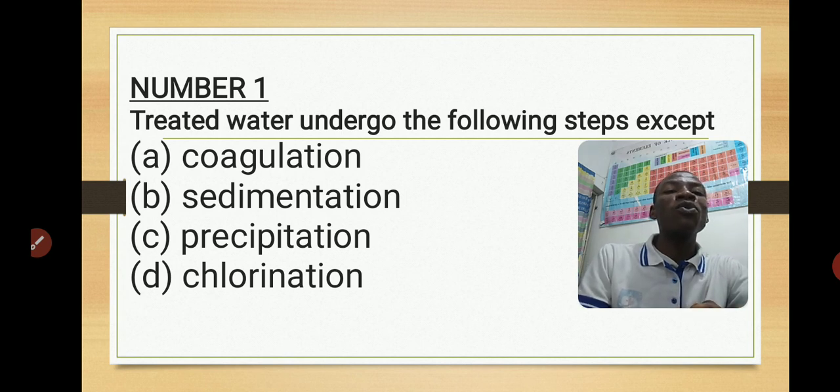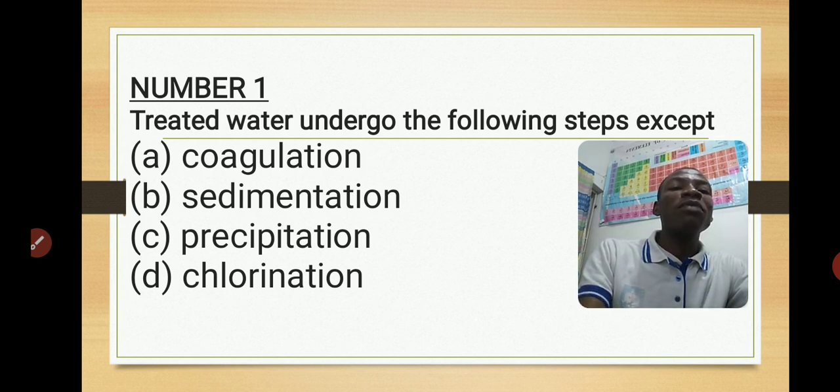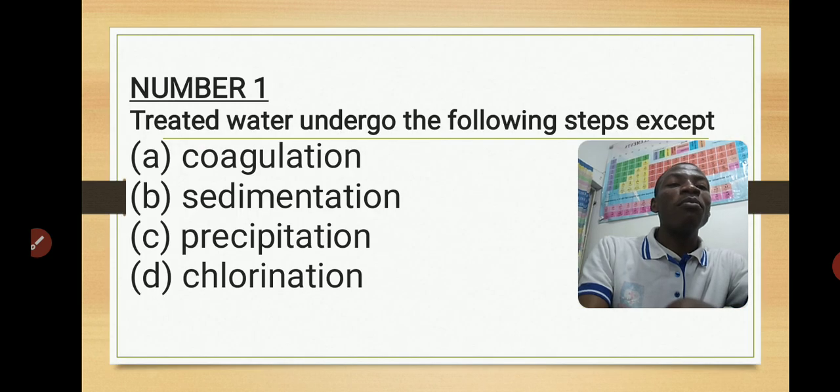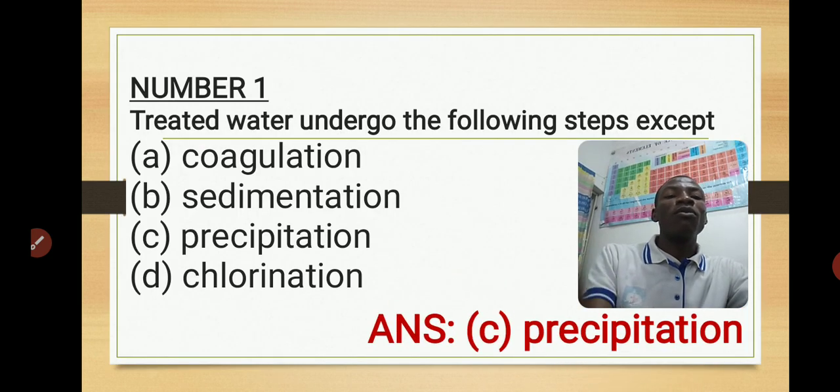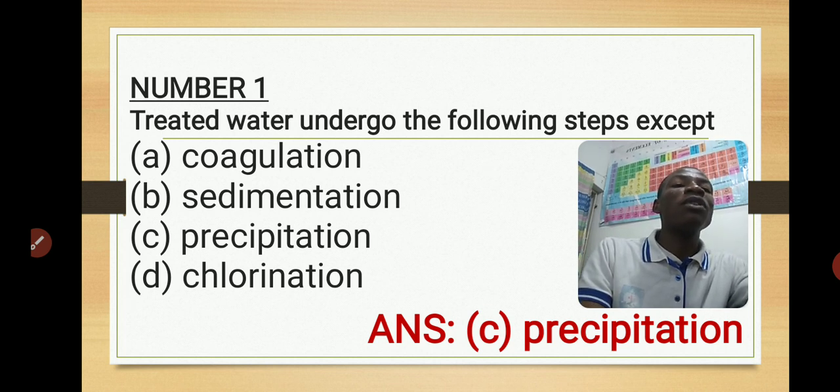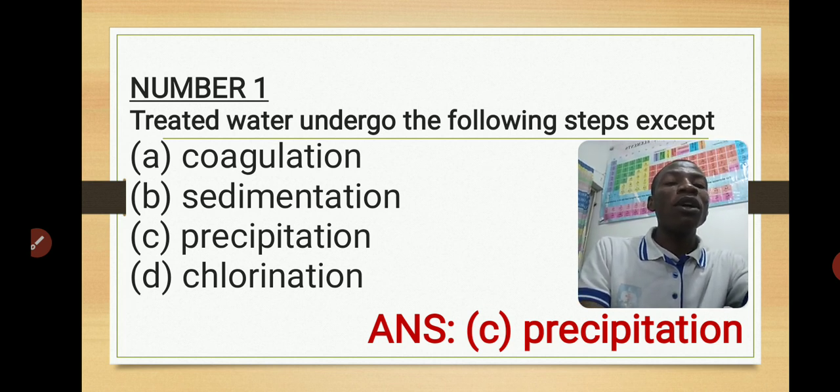The answer to this question is precipitation. Treated water doesn't undergo precipitation, but all other processes are part of the process that treated water undergoes for town supply.